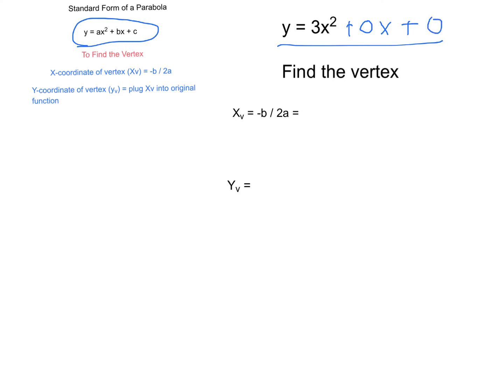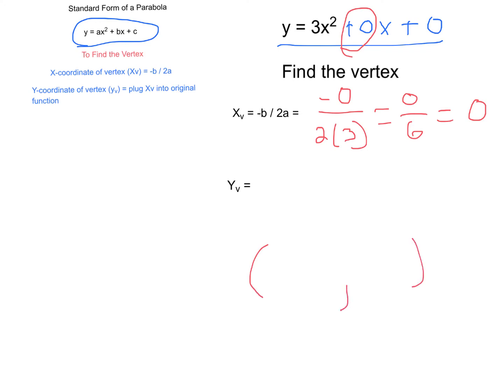Okay. So first things first, let's find the x-coordinate of the vertex. We do negative b, so we're going to take this guy. So negative 0 all over 2a, or 2 times 3, which is 0 over 6, which is just 0. Okay, so this is the x-coordinate of my vertex. So when I do an ordered pair, because we're doing a coordinate, my x-vertex is going to be 0.